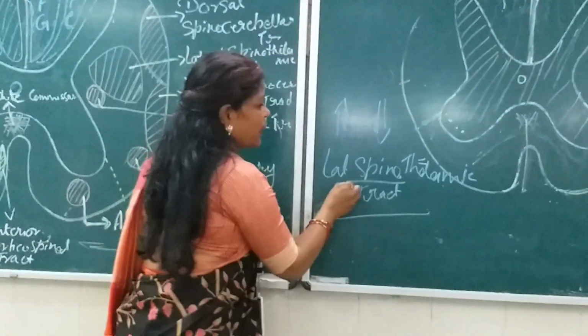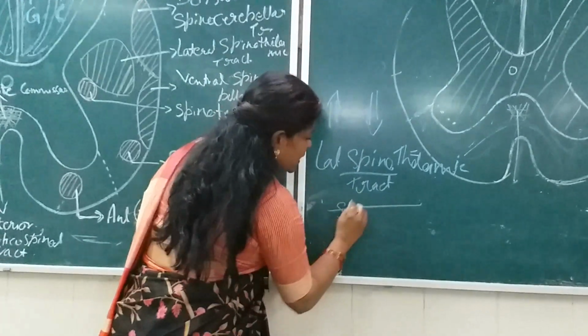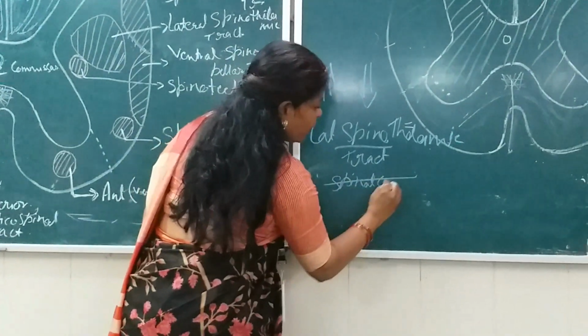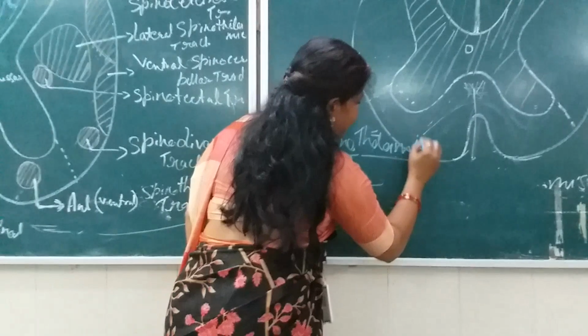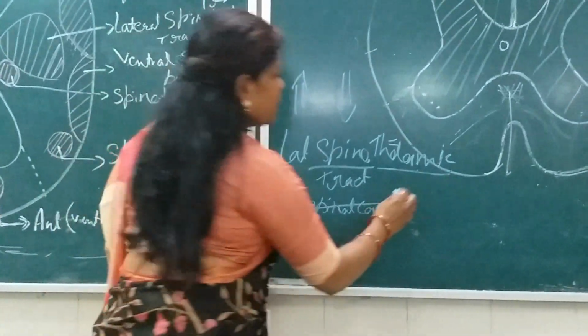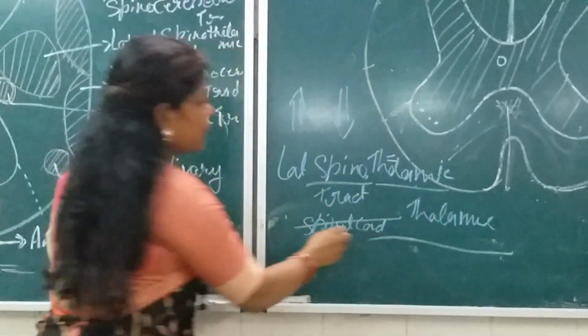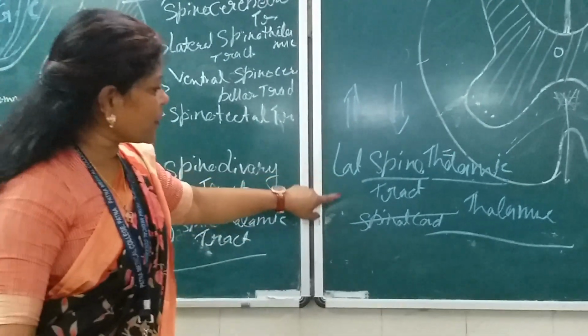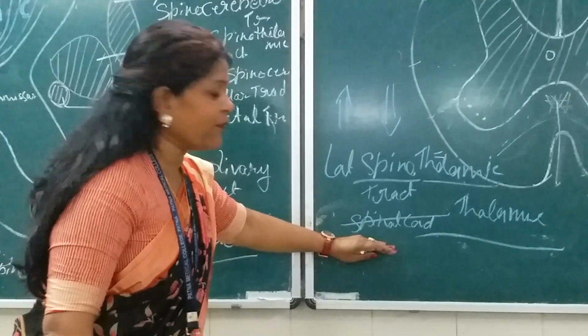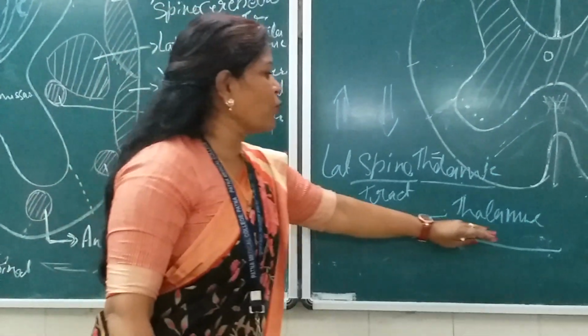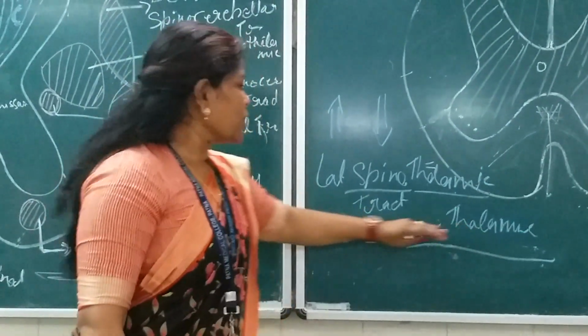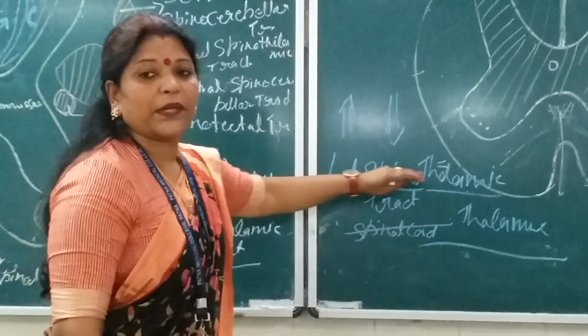In the prefix here, what is there? Spino, that means spinal cord. And in the suffix it is thalamic, that is the thalamus. So the nomenclature of this tract depends on the fact that it starts from the spinal cord and goes up to the thalamus. That's why it is named the spinothalamic tract.